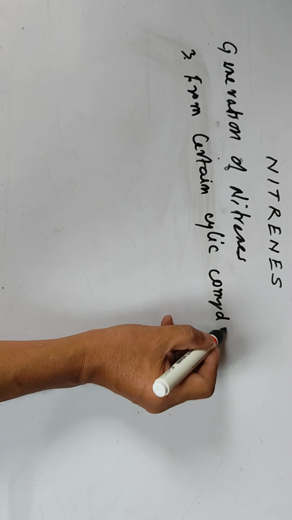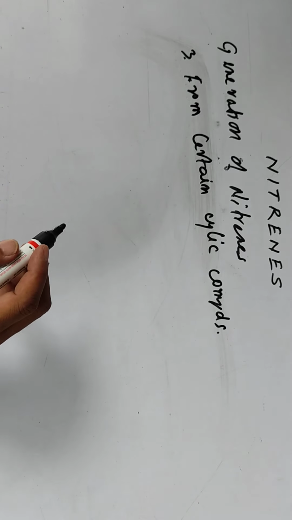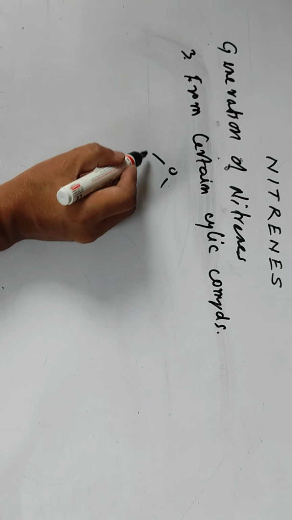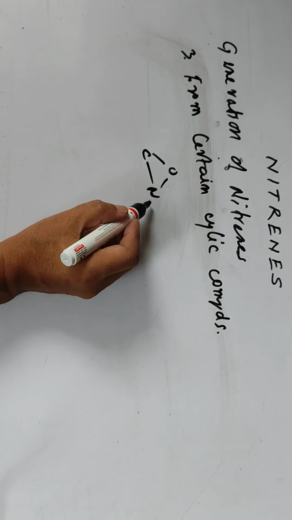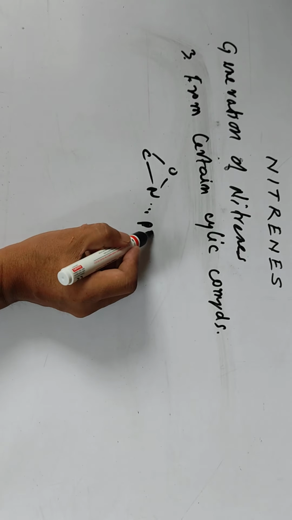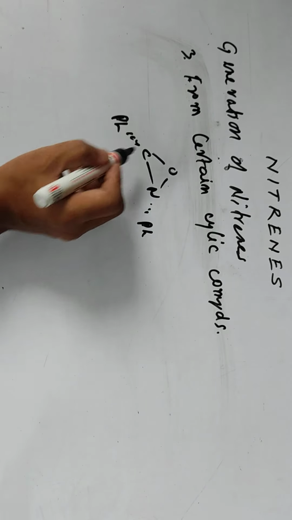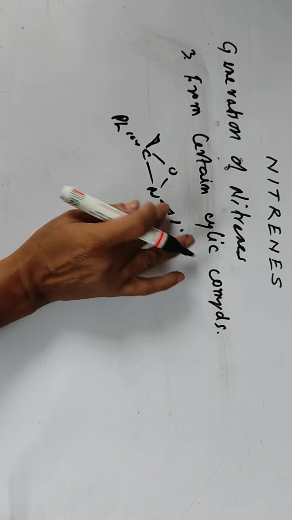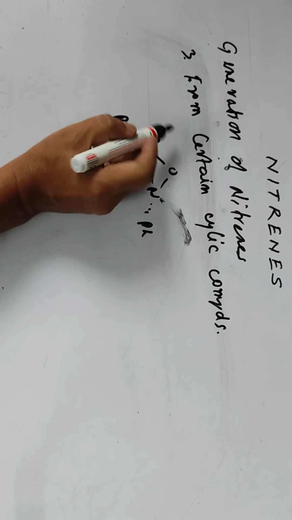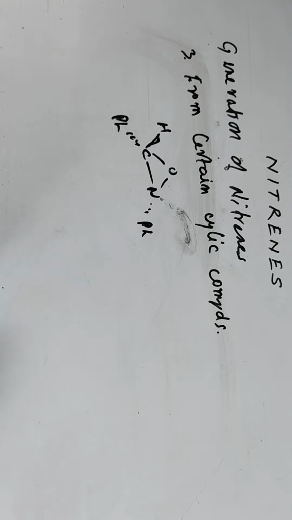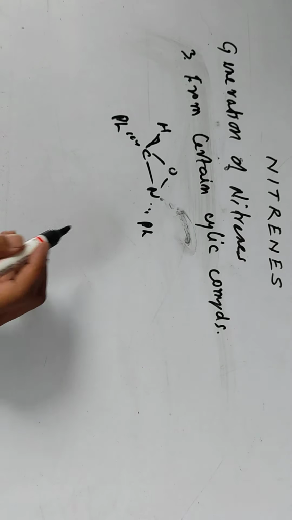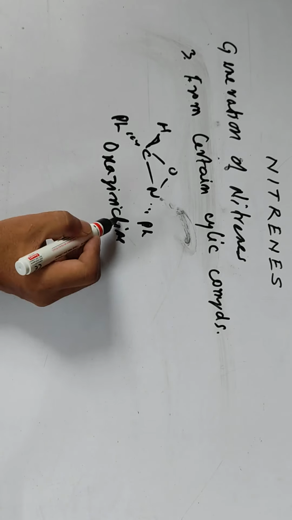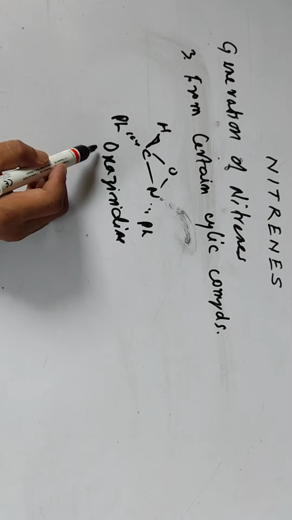For example, you can have oxaziridines, the tricyclic compounds. Here, some substituents: phenyl here, also phenyl here, then another phenyl here, and a hydrogen on this side. So this compound is an aziridine. The aziridine compound having oxygen here, so we can have an oxide.